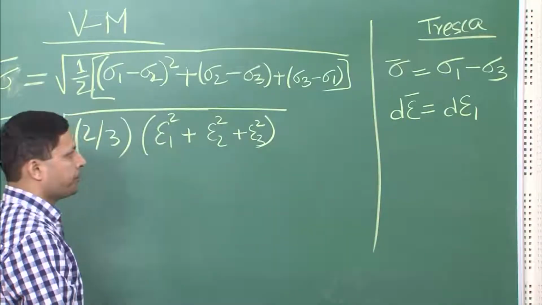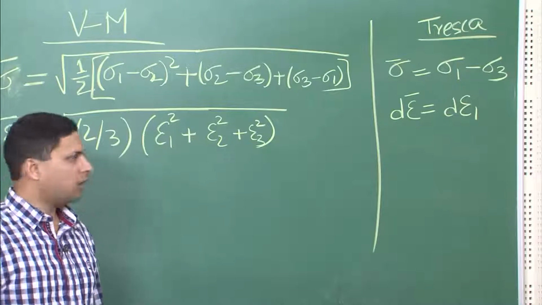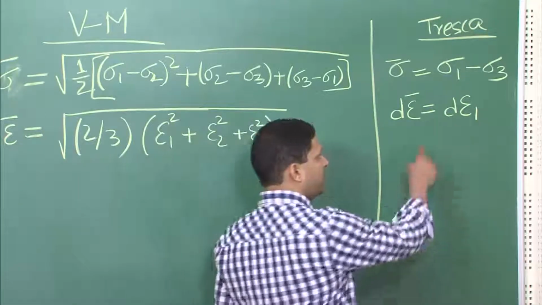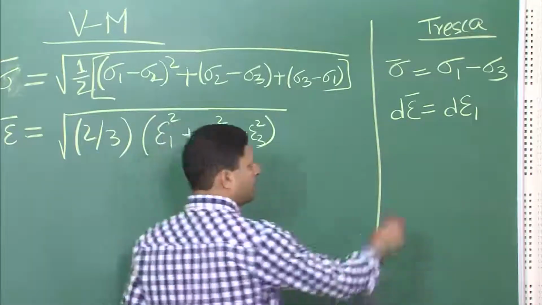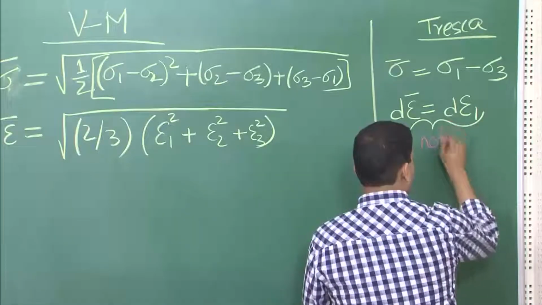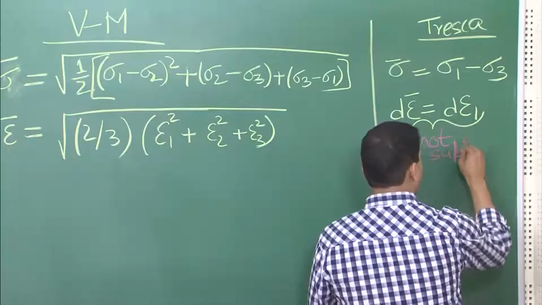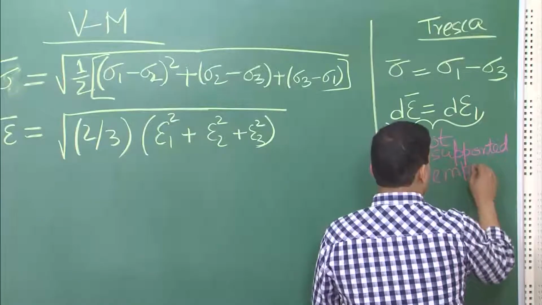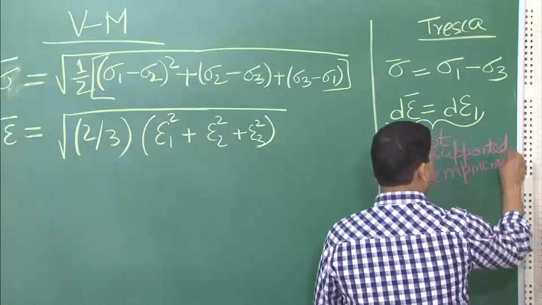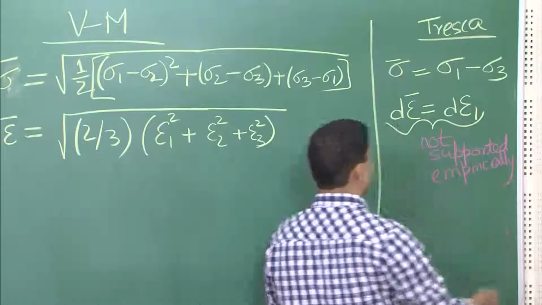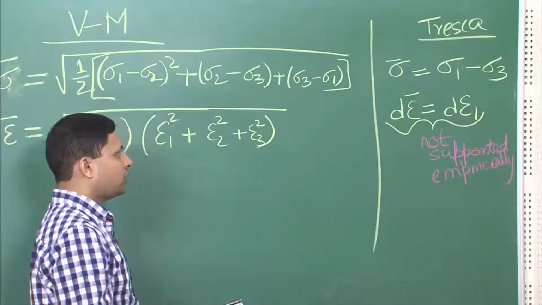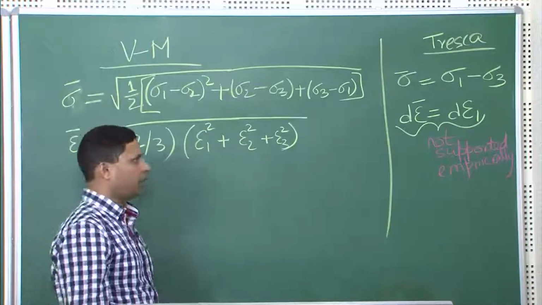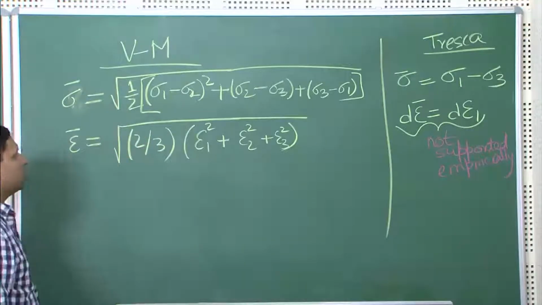So, what it is saying is that if you are assuming the Tresca criterion, then the effective strain depends only on one principal strain, but empirically this is not supported. Therefore, what you will see is that the effective stress and strain under the Tresca criterion is not used very often, and what is used is the von Mises criterion.